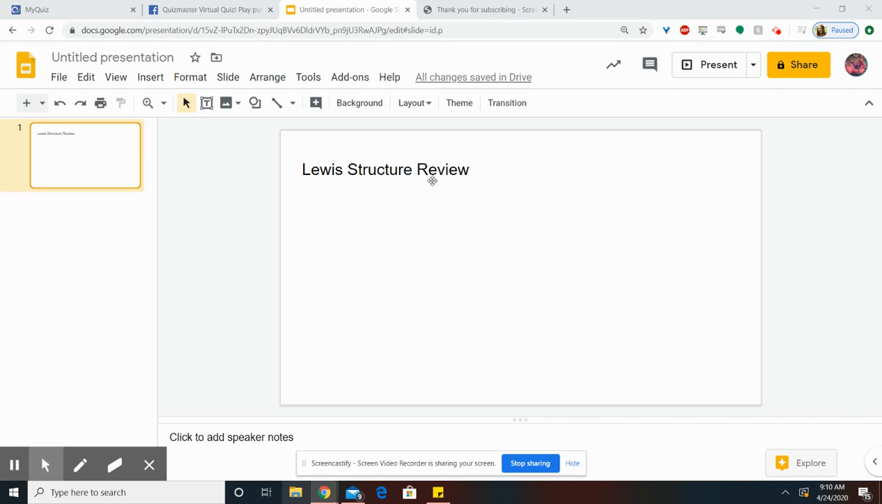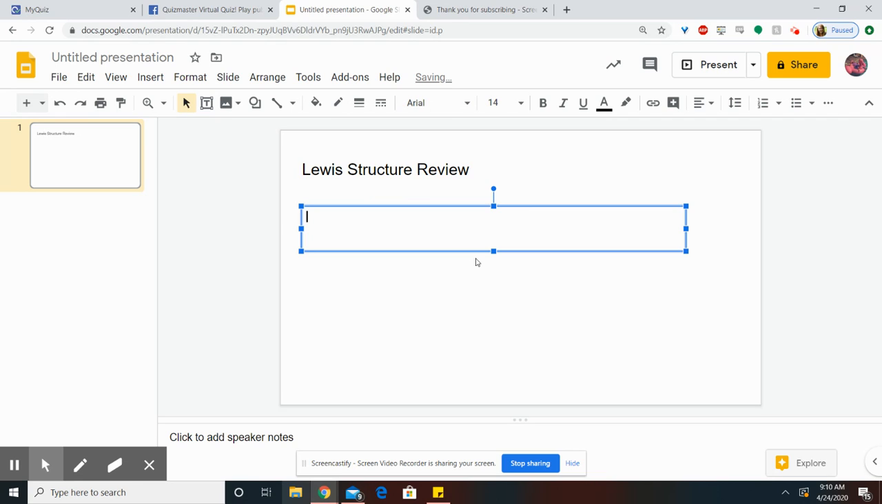Hey everybody, just a quick review before your formative today on Lewis structures. So I want you to just make sure you remember the following things.